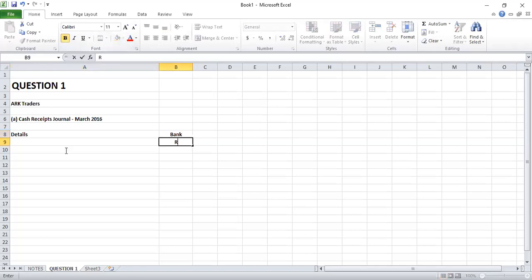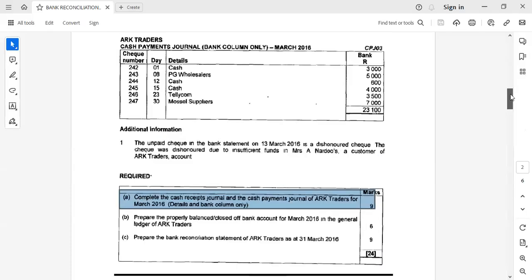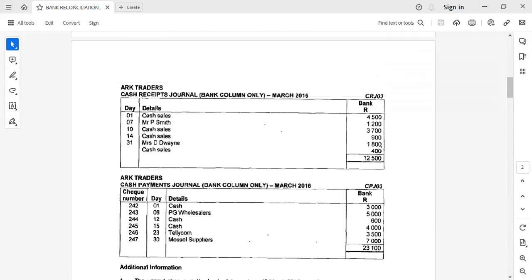Right, we start with the subtotal. The subtotal is the total that we had in the CRJ before we did the reconciliation. So if you check, we already had a total of 12.5 before the reconciliation. So we left 12.5.